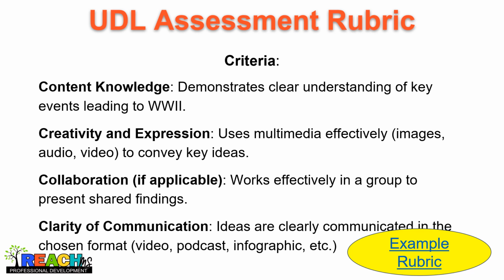When allowing students to have options in their assessments, we must create a rubric. Some of the criteria for the rubric could be content knowledge: does the student demonstrate clear understanding of key events leading to World War II? Creativity and expression: uses multimedia effectively to convey the key ideas. Collaboration: works effectively in a group to present shared findings. And clarity of communication: ideas are clearly communicated in the chosen format.